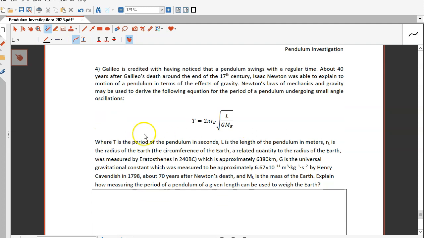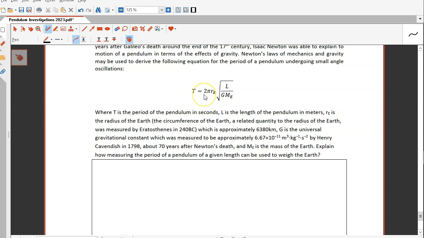So for the next part here, it says Galileo is credited with having noticed that a pendulum swings with a regular time. About 40 years after Galileo's death, around the end of the 17th century, Isaac Newton was able to explain the motion of the pendulum in terms of the effects of gravity. Newton's laws of mechanics and gravity may be used to derive the following equation for the period of a pendulum undergoing small angle oscillations. So if T is the period, T equals 2 times pi times the radius of the Earth times the square root of the length of the pendulum, L, divided by G, the gravitational constant, multiplied by the mass of the Earth.